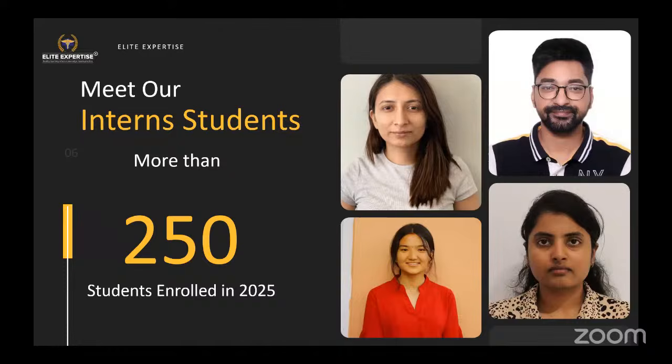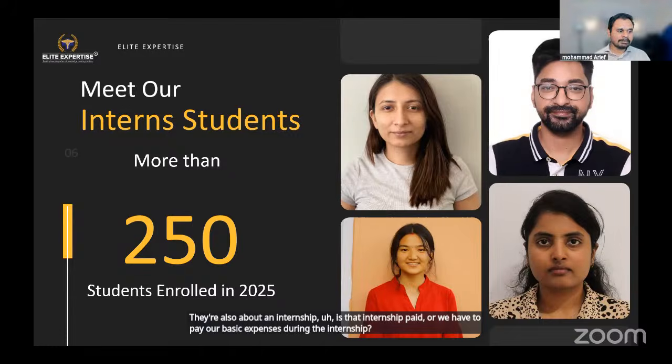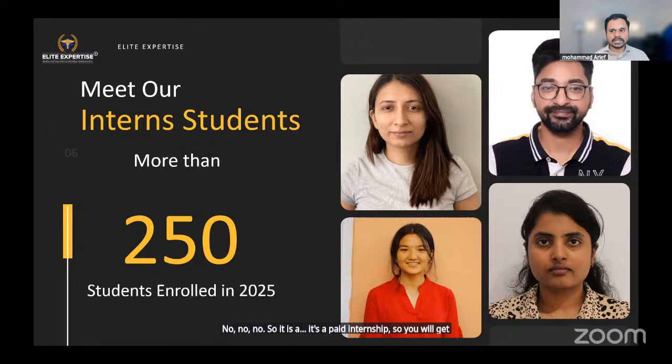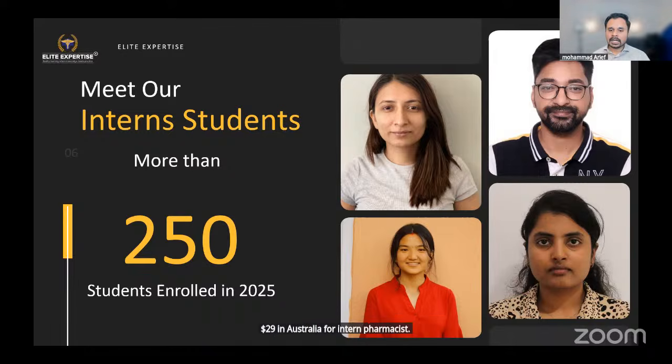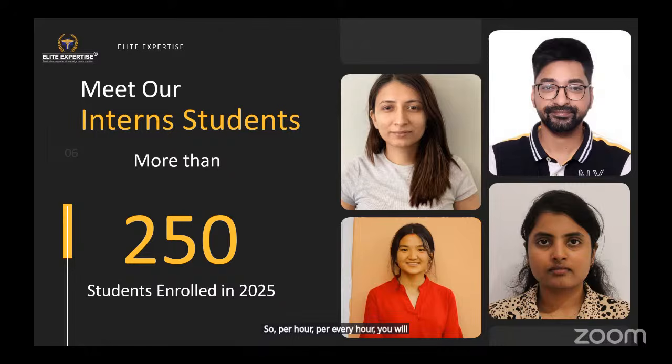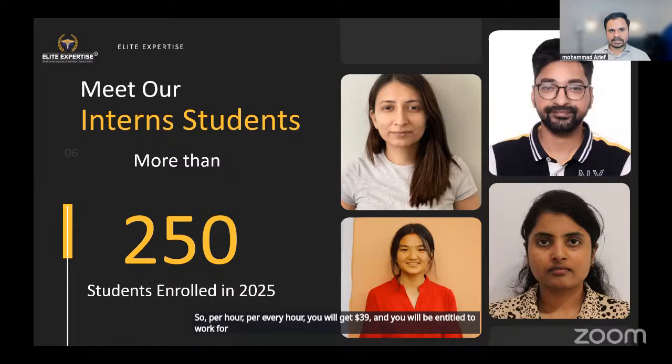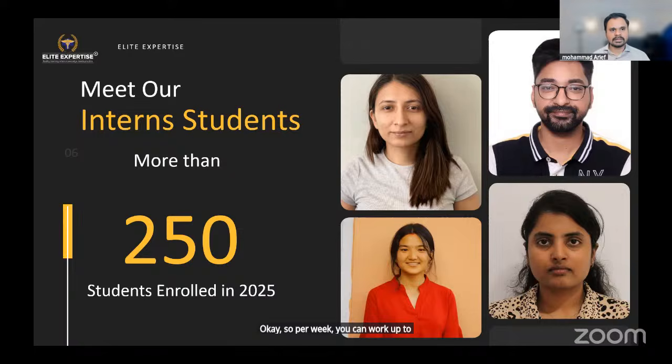Sir, also about the internship, is that internship paid, or do we have to pay our basic expenses during it? It's a paid internship. You will get around $29 at the moment. The market price is $29 in Australia per intern pharmacist. For every hour, you will get $29, and you will be entitled to work 38 hours or up to 40 hours in a week. The pay rate will be around $29 to $30.